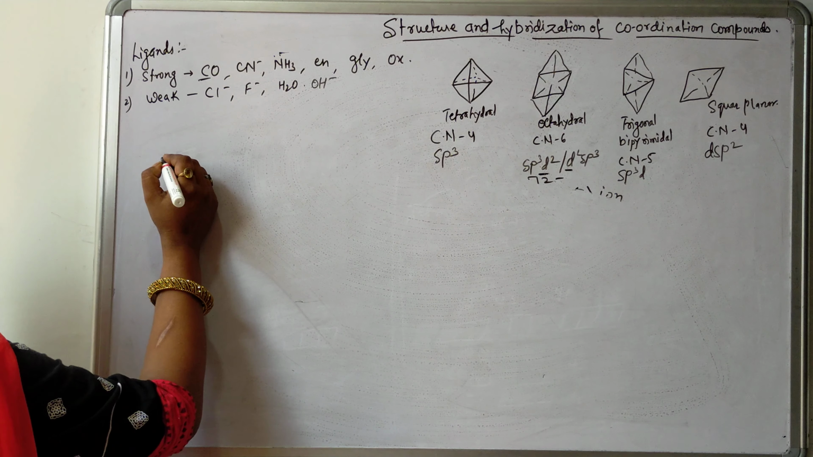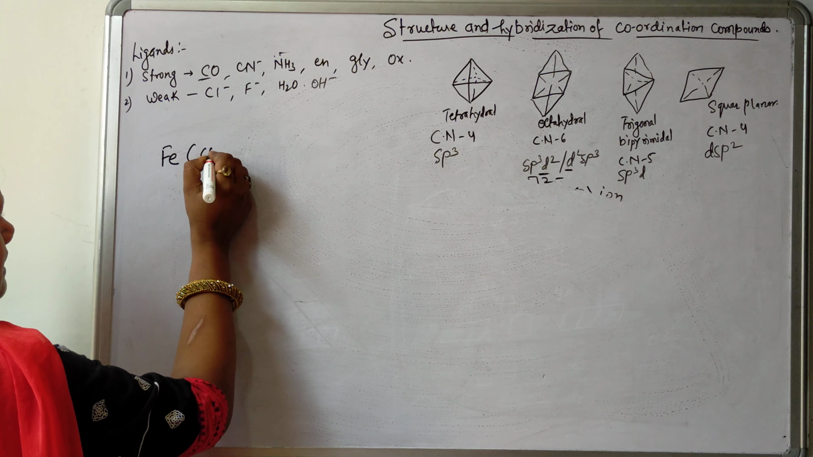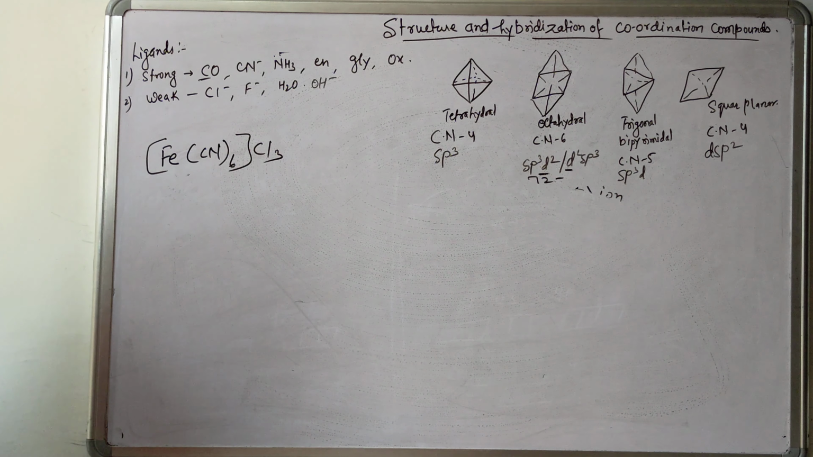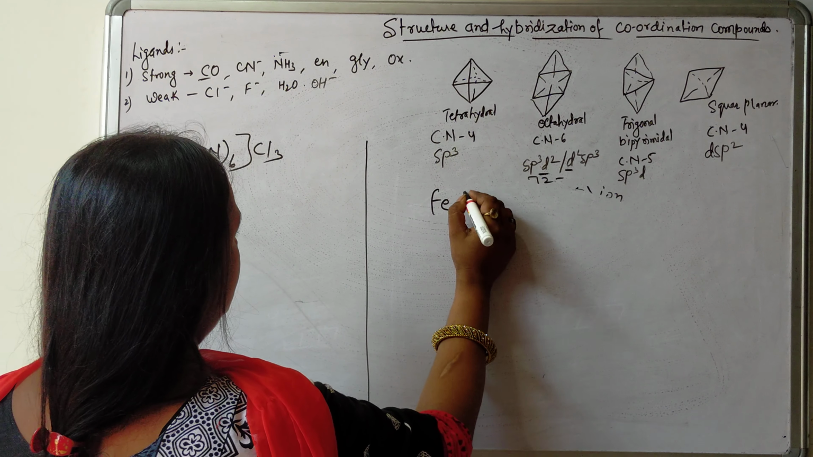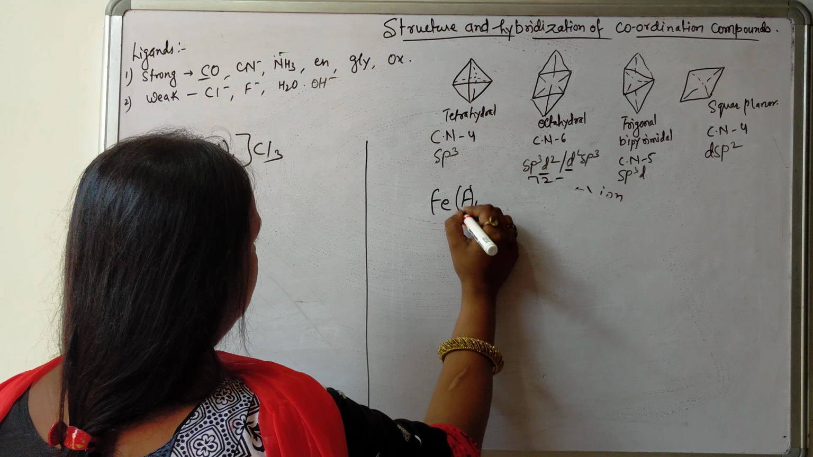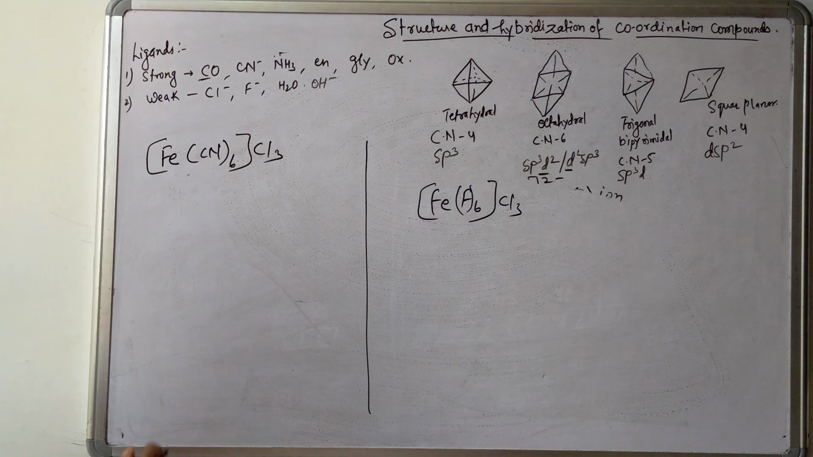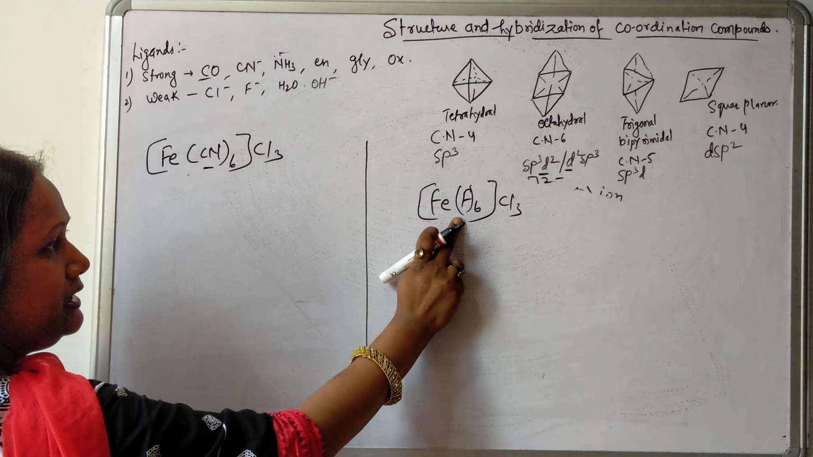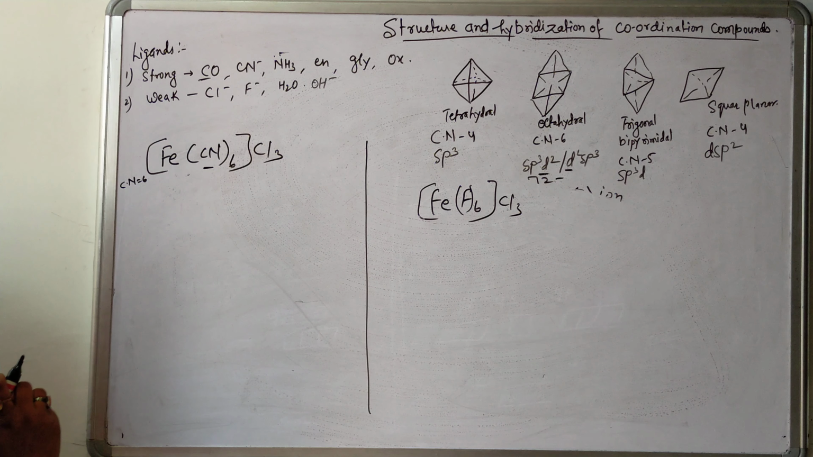Suppose I am going to write an example. [Fe(CN)6]Cl3. This is the example complex compound, and another, [FeF6]Cl3. This is another complex compound. Here the coordination number is 6 because there are 6 ligands. Here also the coordination number is 6 because of 6 ligands in the square bracket. Okay. Coordination number is what? 6.